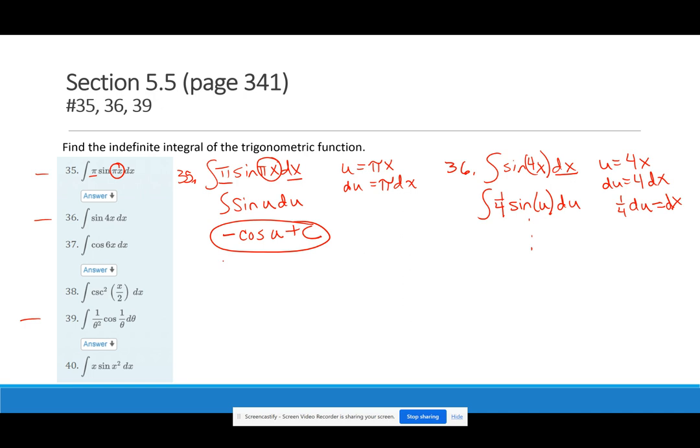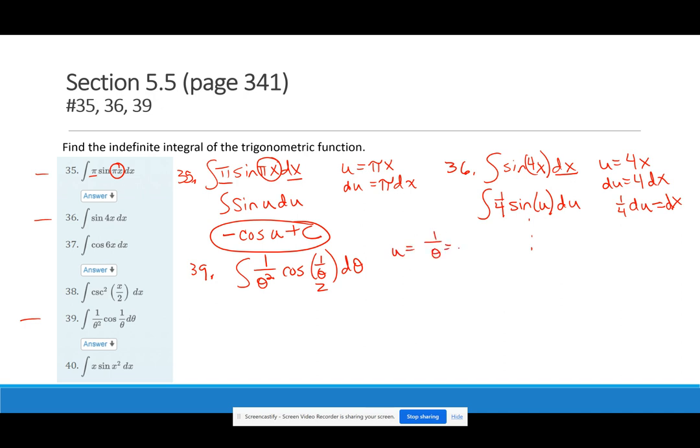Okay. And then let's take a look at 39, because it's kind of an interesting looking one when you first see it. Okay. All right. So I see a 1 over theta squared and then cosine 1 over theta. Okay. So I got to think about how this works. All right. So I'm guessing that this 1 over theta would be my u, my inside function.